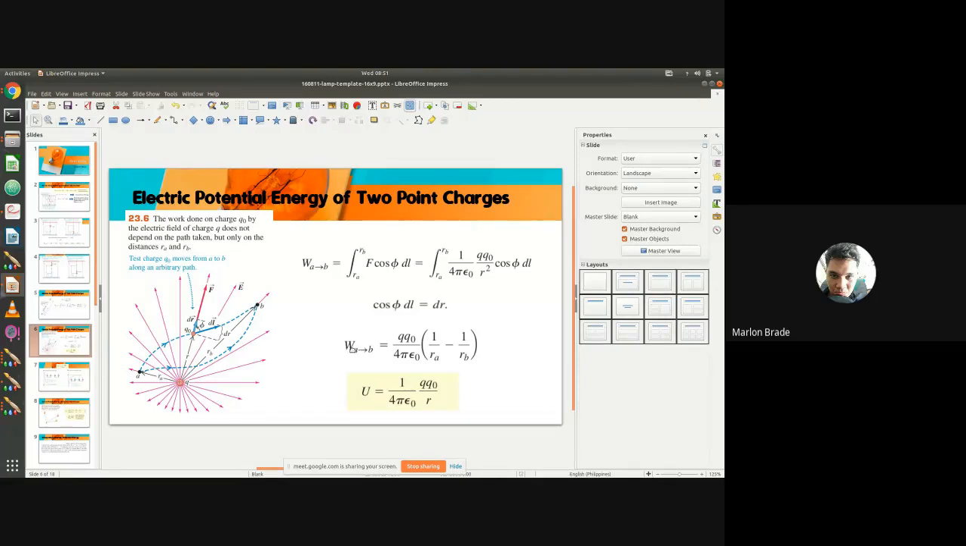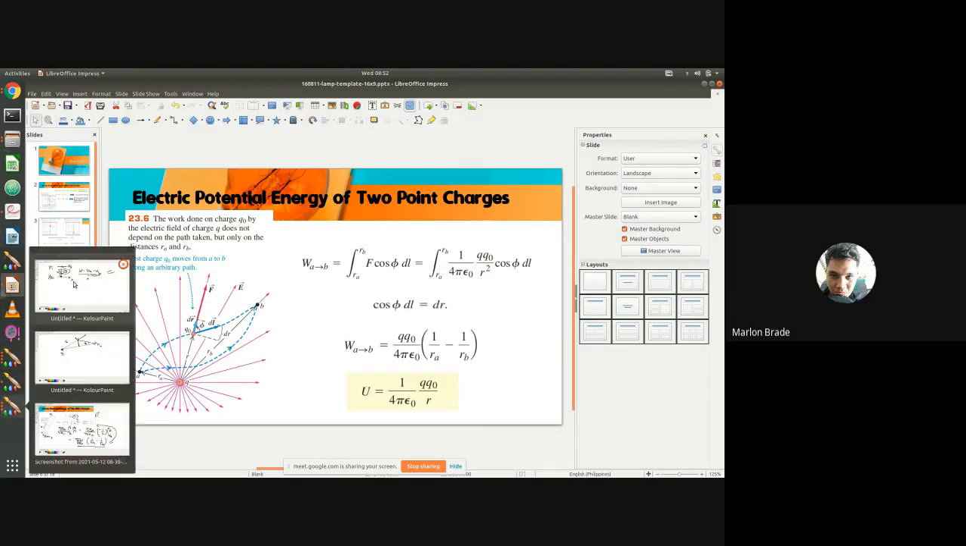So the work done is Q naught over 4 pi epsilon naught times 1 over RA minus 1 over RB. In fact, this term, Q Q naught over 4 pi epsilon naught times 1 over RA, is the potential energy at point A, its initial position. And this term, Q Q naught over 4 pi epsilon naught times 1 over RB, is the potential energy at its final position. So let's rewrite.